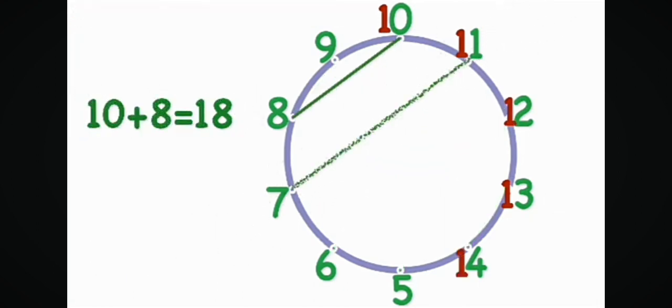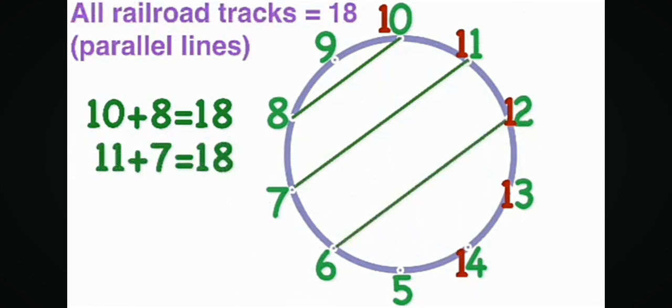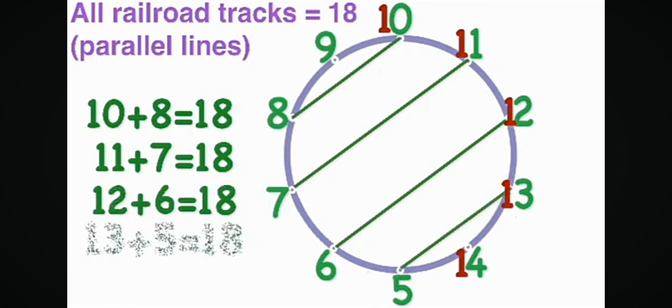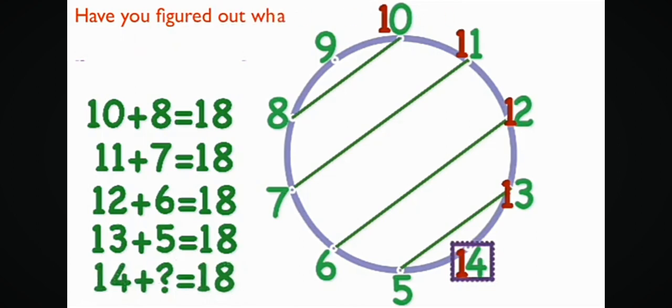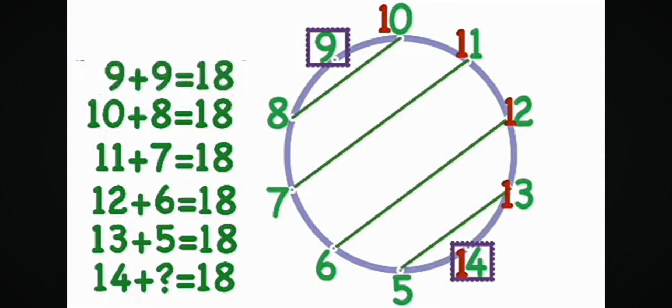And 10 plus 8 is 18, and 11 plus 7 is 18, and 12 plus 6 is 18, and 13 plus 5 is 18. And 14 plus, what do you think? That's right, 14 and 4 are 18. And then 9 plus what equals 18? Well, 9's all by itself, so we double it. And yes, 9 and 9 are 18.